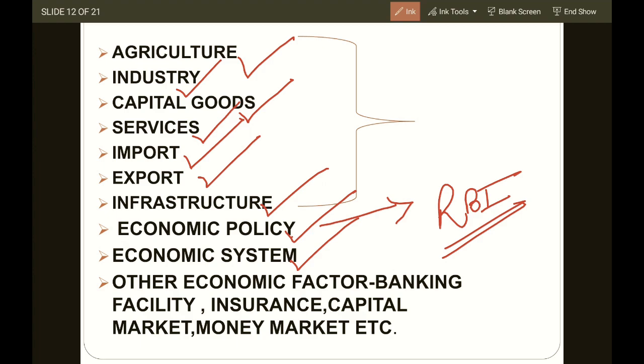They have the control of distributing money to the ultimate public or to the commercial banks. Economic system: what is the economic system? What banking facilities are available? What is the rate of interest? Very important. If you want to start a business in an economy, you need to see what rate of interest they are granting. NBFCs, you need to see the rate of interest from NBFCs, commercial banks, cooperative banks. Insurance: what is the structure of insurance in that particular economy? Capital market is very important. Money market.